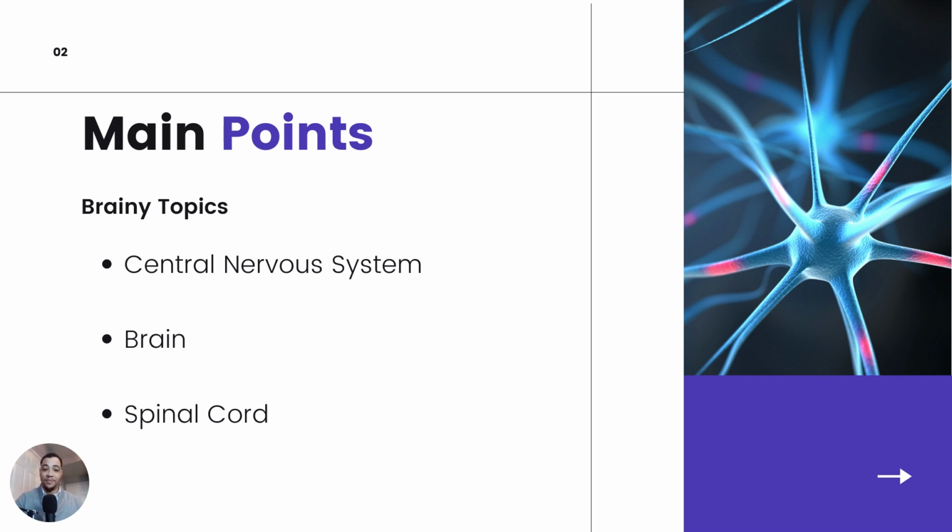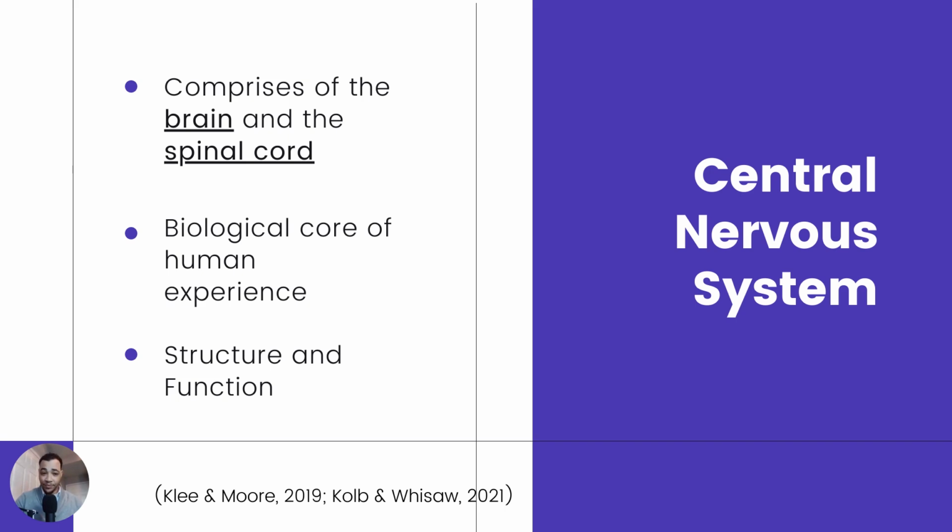the central nervous system, which consists of the brain, and we'll talk about the spinal cord as well. So the overview of the central nervous system is that it comprises, as I said, the brain and the spinal cord. It is the biological core of the human experience. In other words, we're talking about the physiological components of us, the genetics, the DNA, all that good stuff. And then we can refer to it through its structure and function. In other words, the shape of the central nervous system as well as the function. In other words, what it does.